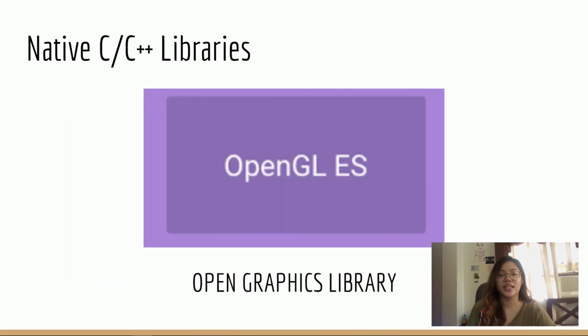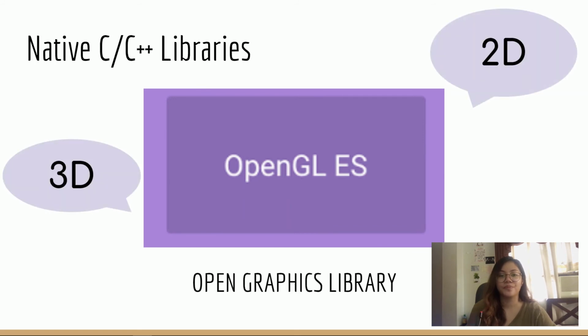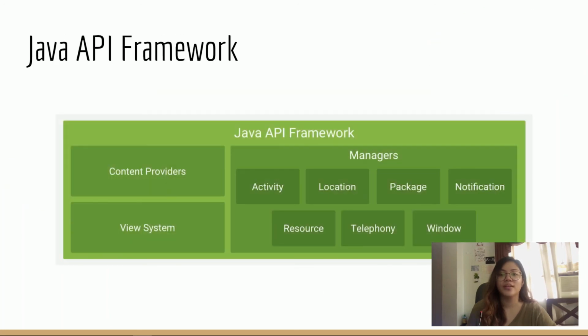Let's take OpenGL ES for example. This is also known as Open Graphics Library. This library serves as a support for high-performance 2D and 3D graphics for Android. The Android platform also provides the Java API framework. This exposes the functionality of some of these native libraries to apps. So if you're wondering what API is, it stands for Application Programming Interface. It is basically software that enables two applications to talk to each other.